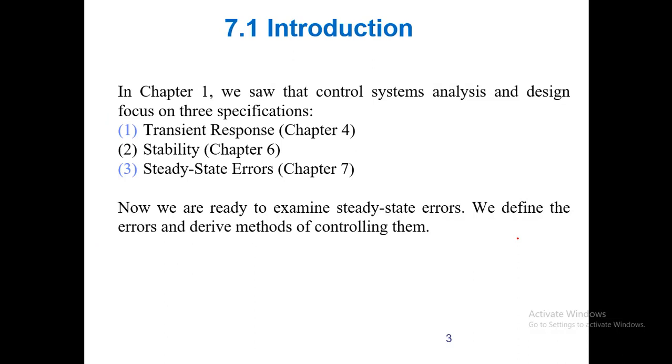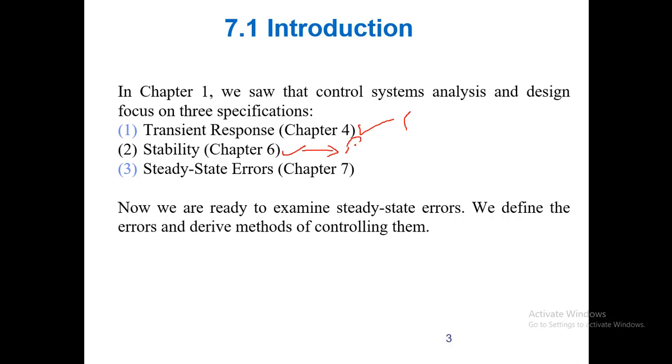So the first thing, let's talk about a brief idea. In the previous part of the course we saw that control system analysis and design focus on three specifications. The first one was transient response, and we did it in the midterm. In the second part we established a method to find the stability of any characteristic equation using the RH criteria.